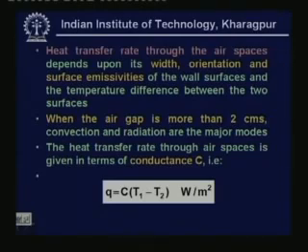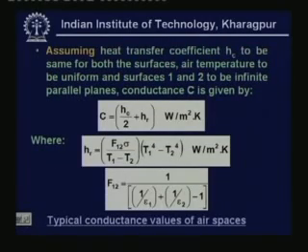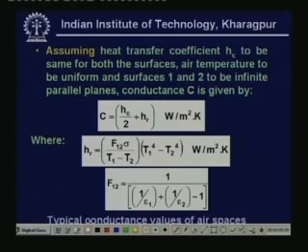The heat transfer rate through air spaces is again given in terms of conductance. Heat transfer rate Q is equal to C into T1 minus T2 per unit area, so watt per meter square, where C is the conductance of the air gap and T1 and T2 are the two surface temperatures. This assumes the heat transfer coefficient Hc to be the same for both the surfaces. What is the meaning of that? You have two surfaces, this is surface 1 and this is surface 2, and you have air here.